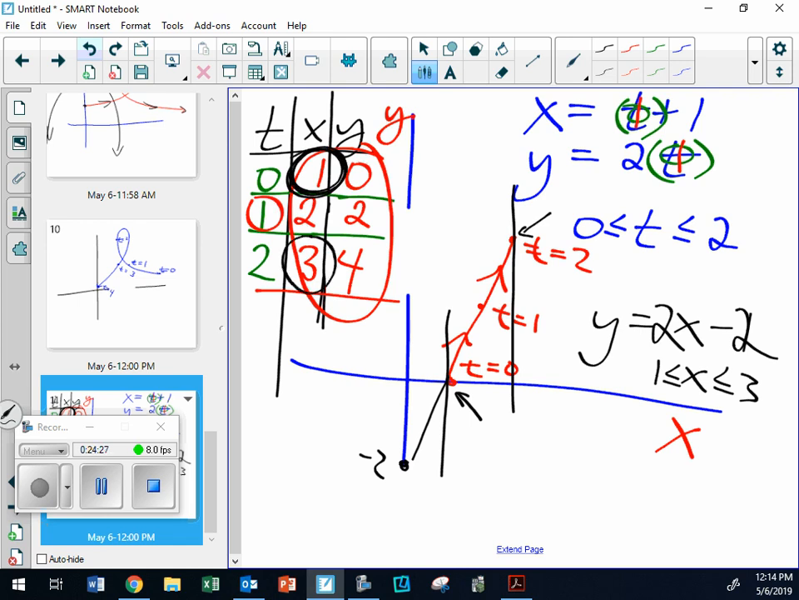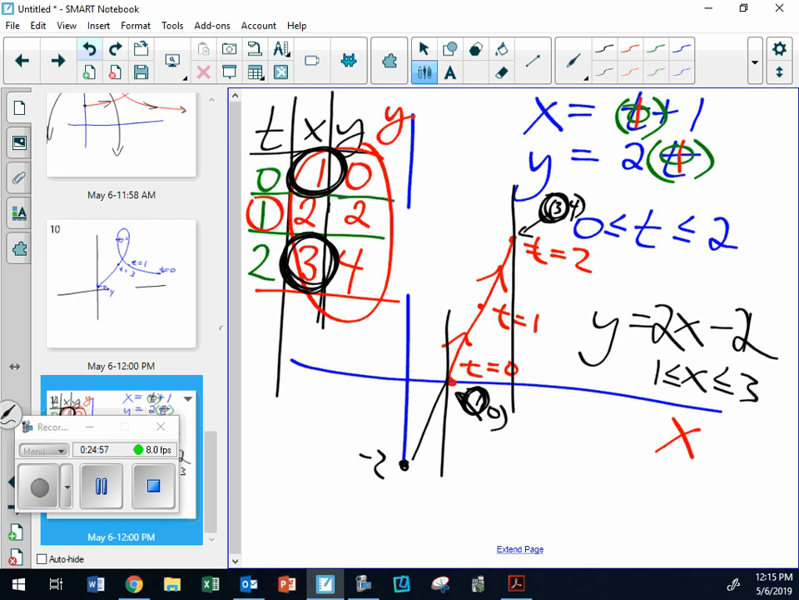From 1 to 3. There. If the graph's easy enough, you can just look at it and say, okay, what's its slope, what's its y-intercept, and then what's its domain? Its domain is the x values. At this exact spot, it was at 1, 0, and at this exact spot right here, it was at 3, 4. So it goes from 1 to 3. That's the x values.